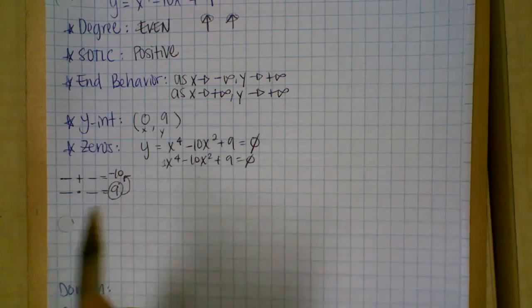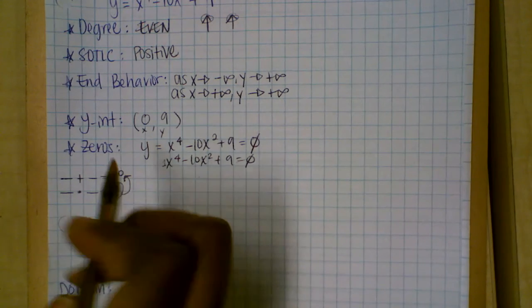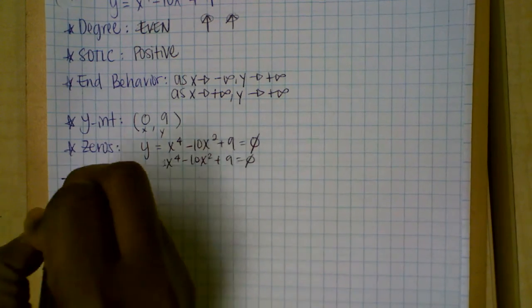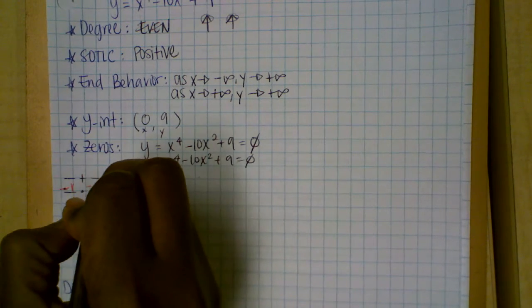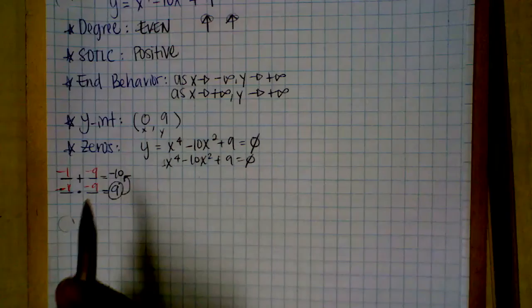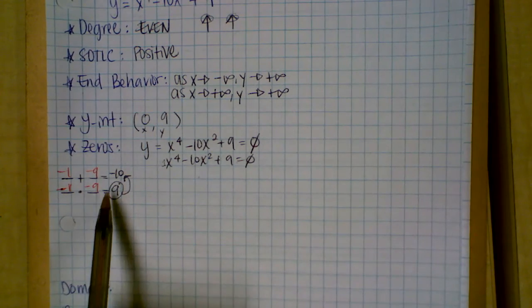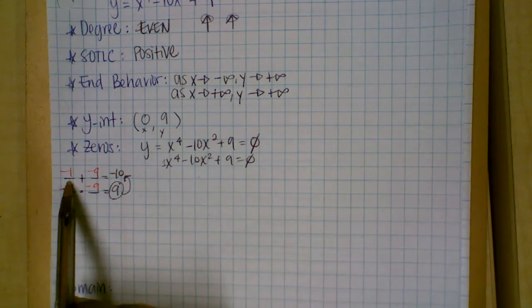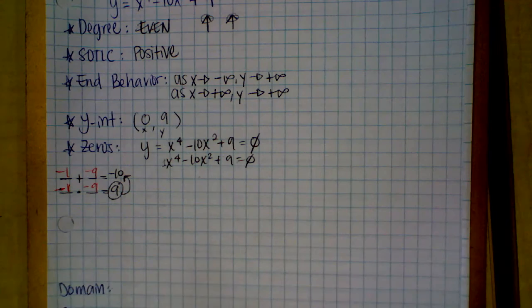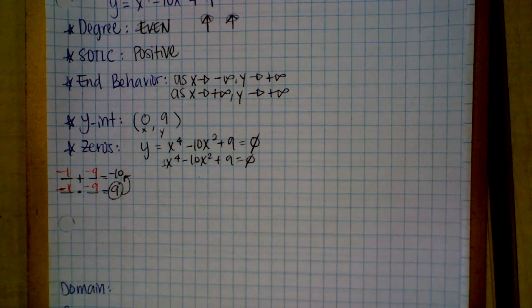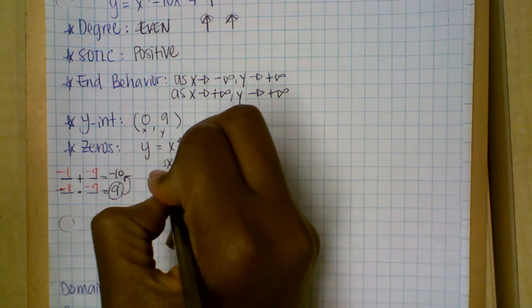Okay, so I hope you found the number, and the number is going to be, I believe, negative 1 and negative 9. Negative 1 times negative 9 add up to positive 9. Negative 1 plus negative 9 add up to negative 10. Check, check.